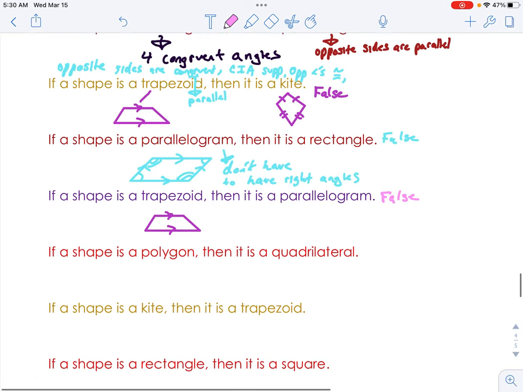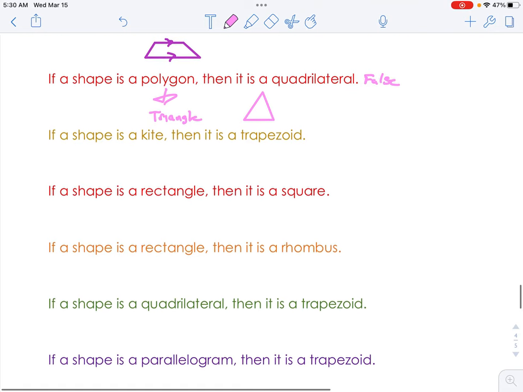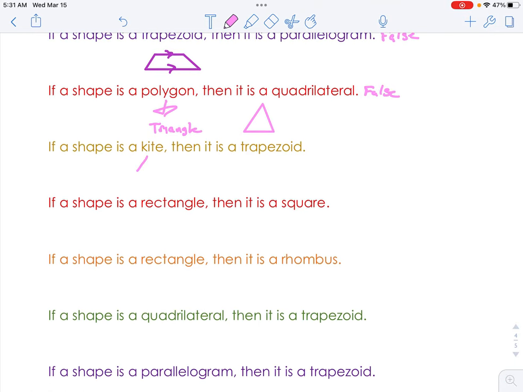All right. If a shape is a polygon, then it is a quadrilateral. It could be a triangle. So this one's also false. That's a counterexample. That shape does not have four sides, what I just drew. All right. So this is some of these converses that we've seen before. If it's a kite, then it is a trapezoid. It doesn't have to be. There are some special shapes where it's the case. This is not it.